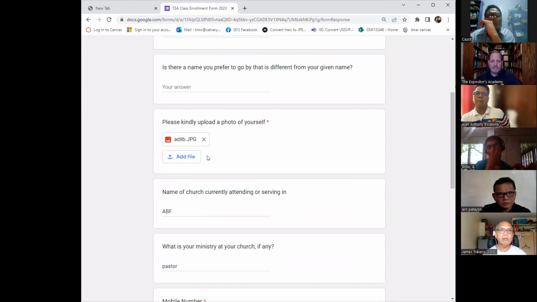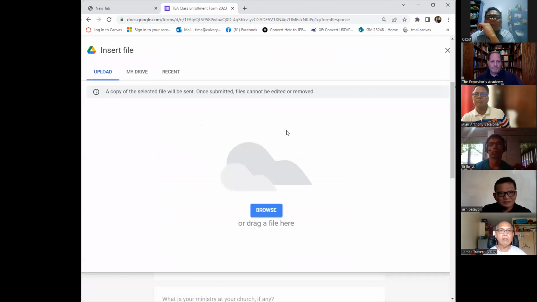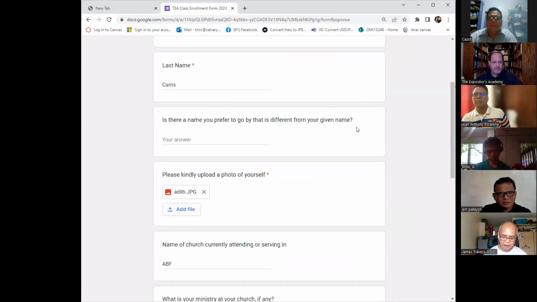Now, here's one thing you'll need: a picture of yourself. They want to have a picture online or in the database. So you'll hit add file, and then you can upload a picture of yourself. It can be a selfie. It doesn't have to be a portrait. Just a nice photo of you, a JPEG file. You can just upload it here. So that's a big important thing. If you just want to take it on your phone, that's fine. It doesn't have to be perfect.